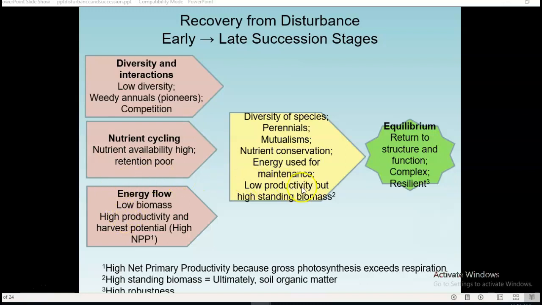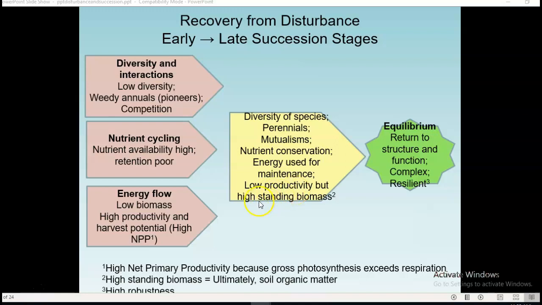But as the arrows proceed here through successional stages, the diversity of species will increase over time, the abundance and types of species, and perennials will actually replace many of these annual pioneers. So we'll start to see plants that are more perennial and can provide more mutualisms instead of competition. In terms of nutrient cycling, we do see more nutrient conservation in later stages. Energy becomes used more for maintenance instead of production. So this does actually reduce our productivity.